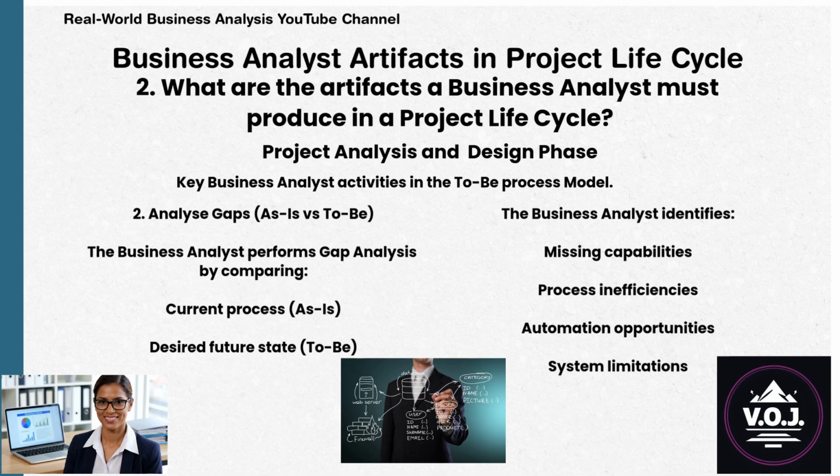Number 2 key business analyst activity is to analyze gaps, as-is versus to-be. The business analyst performs gap analysis by comparing current process, as-is, and desired future state, to-be. The business analyst identifies missing capabilities, process inefficiencies, automation opportunities, and system limitations.